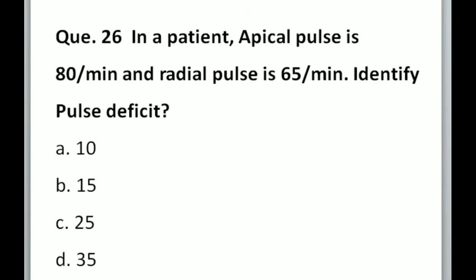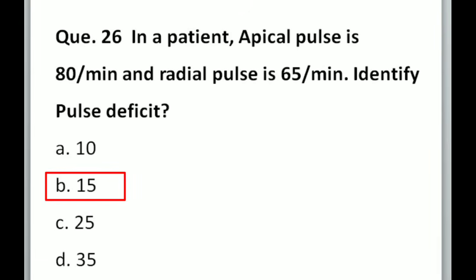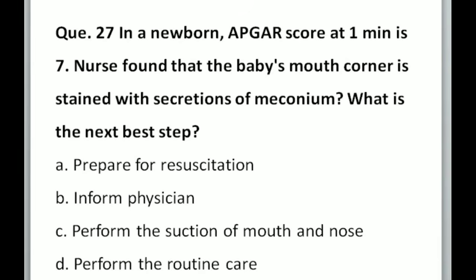Q26. In a patient, apical pulse is 80 per minute and radial pulse is 65 per minute. Identify pulse deficit. A. 10. B. 15. C. 25. D. 35. Correct option is B. 15.